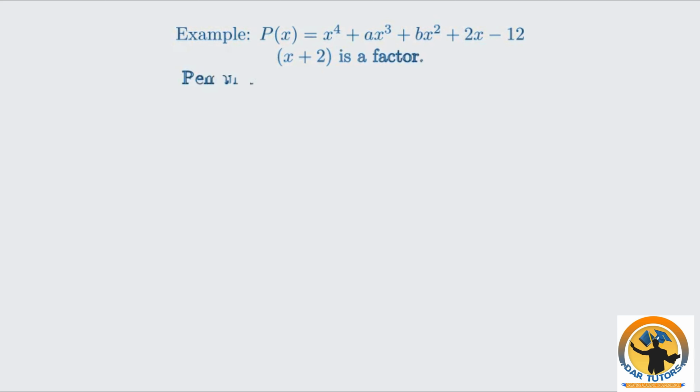Let's work through one more example to solidify these concepts. This time, we'll tackle a quartic polynomial. The polynomial p of x equals x to the fourth plus ax cubed plus bx squared plus 2x minus 12 has a factor of x plus 2 and leaves a remainder of 15 when divided by x minus 3. Find the values of a and b.